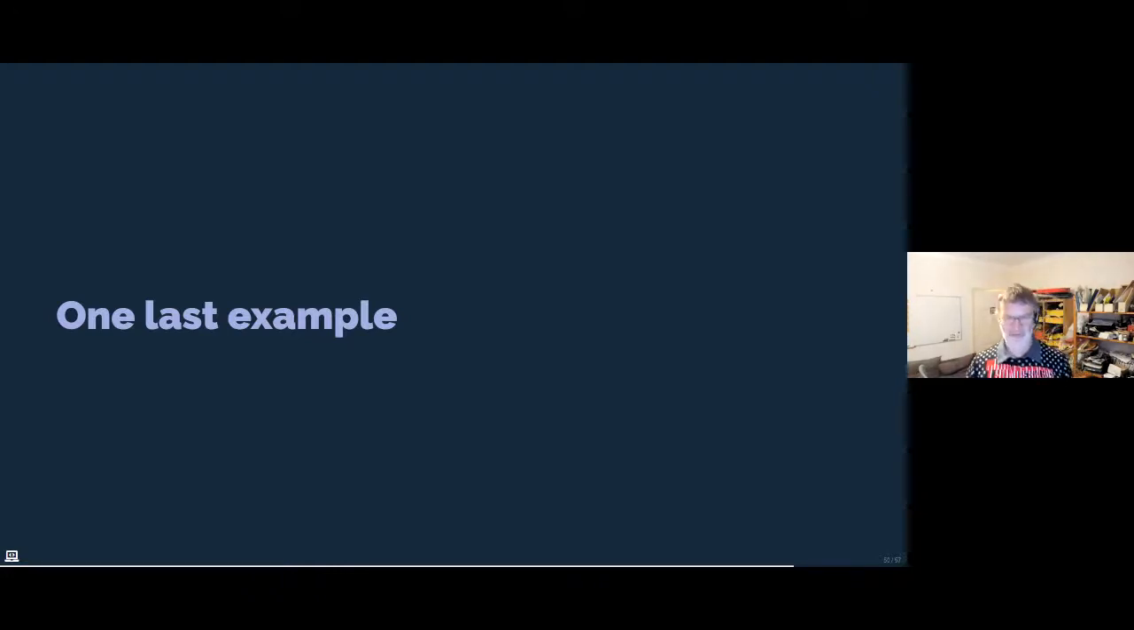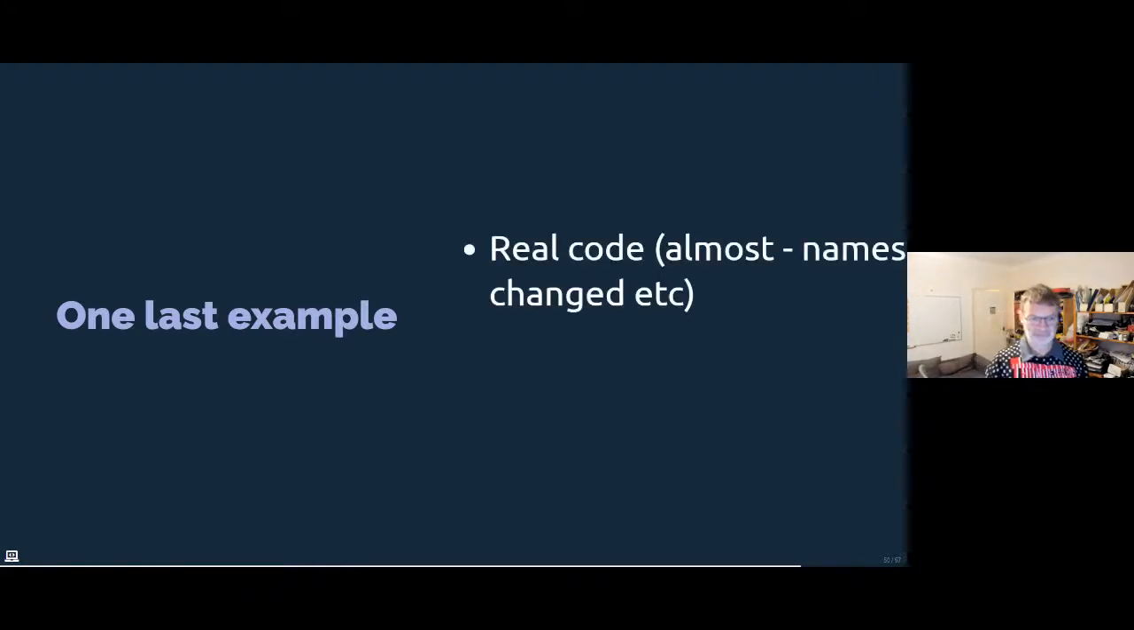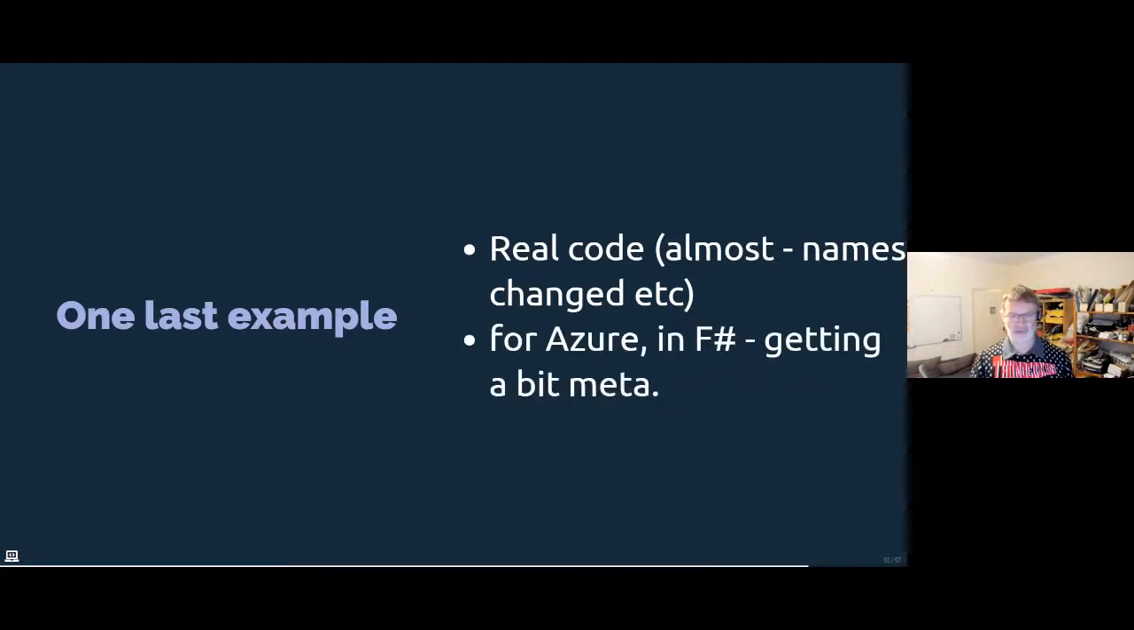This is one last example, which is a real world example. It's real code, well, almost. I've changed some names. This is for Azure. It's written in F#. It's getting a bit meta because it's some of the stuff we use to define the environment that we deploy into in Azure. I want to show you this because it turned out to be surprisingly straightforward. The problem was in knowing what to do in the first place, not really so much in actually doing it. So once I worked out what I wanted to do, it just sort of all fell into place.